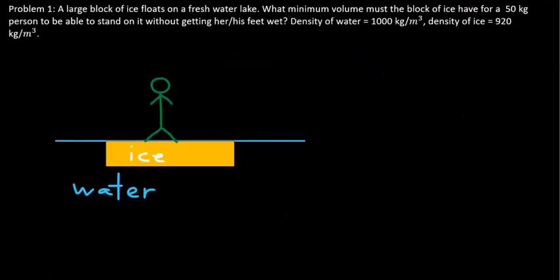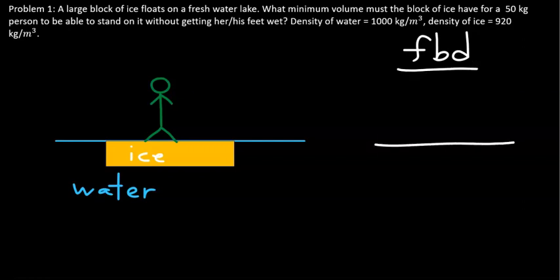Problem 1. A large block of ice floats on a freshwater lake as shown. What minimum volume, the volume of this ice block that is, must the block of ice have for a 50 kg person, that is this person right here, to be able to stand on it without getting her or his feet wet? Now, density of water is 1000 kg per cubic meter, and density of ice is 920 kg per cubic meter. Let's sketch the free body diagram for this system.